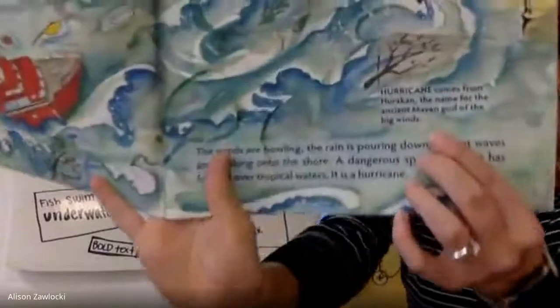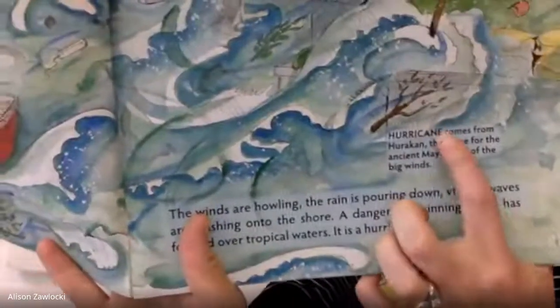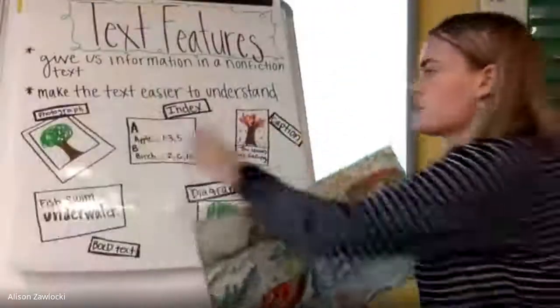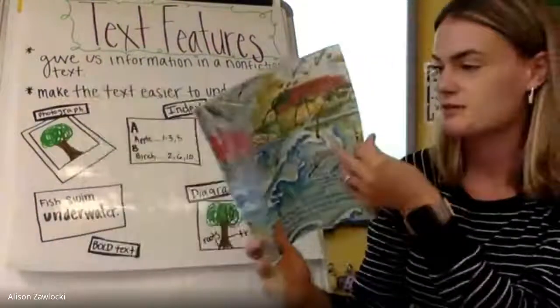So notice how hurricane is in bold text. Do you see how that's bolded? It's bigger. That's one of our text features right here. Bold text. So that means it's important.